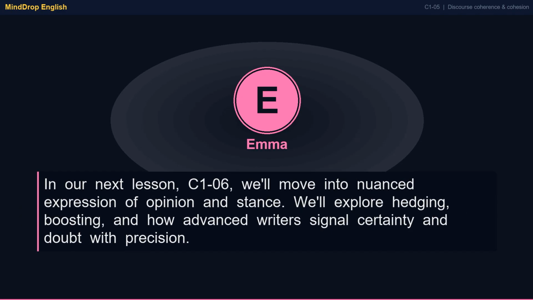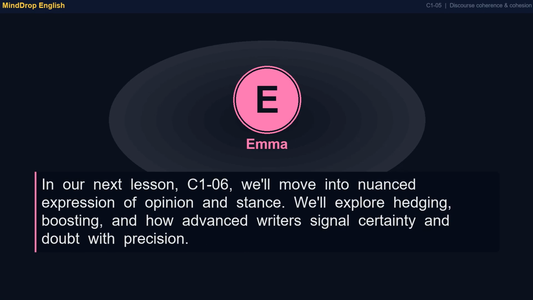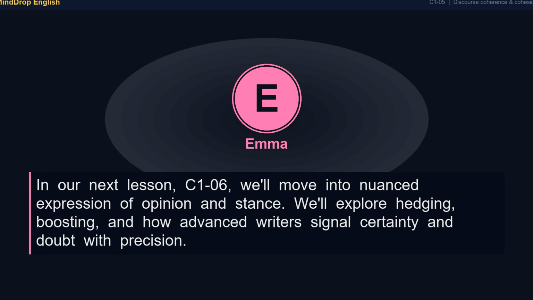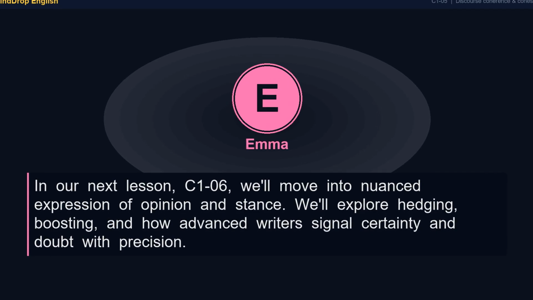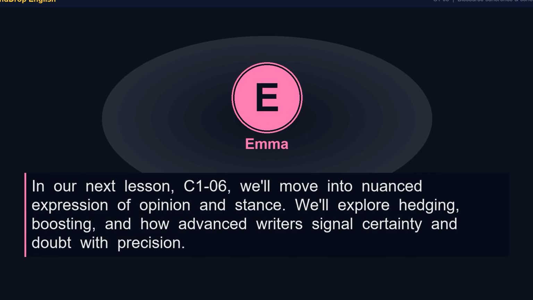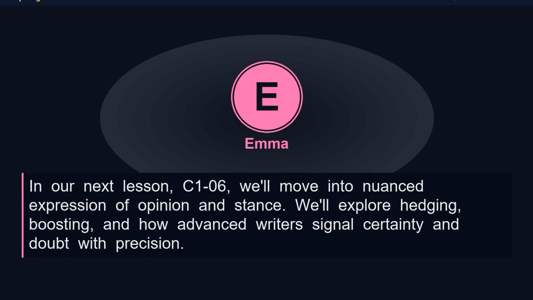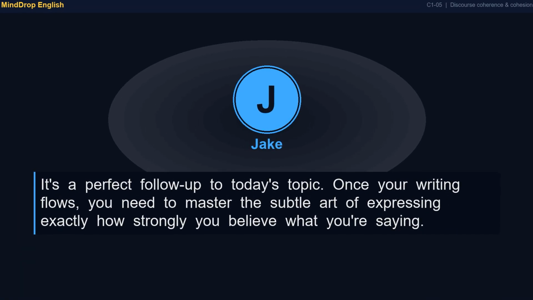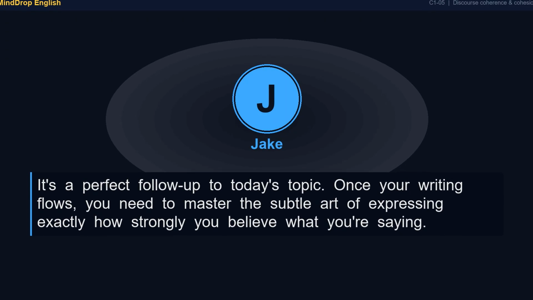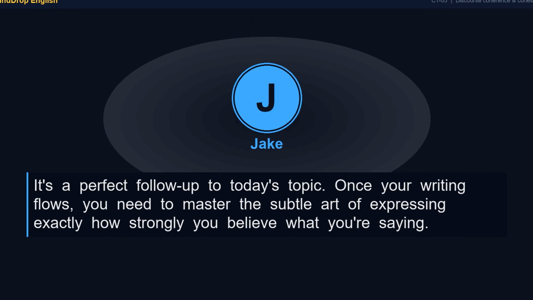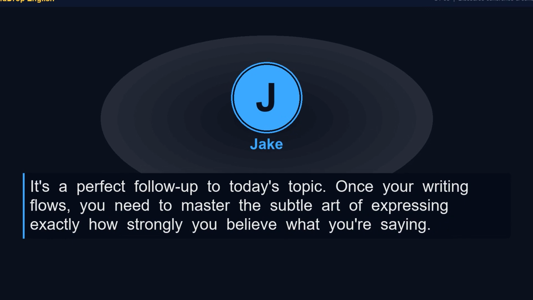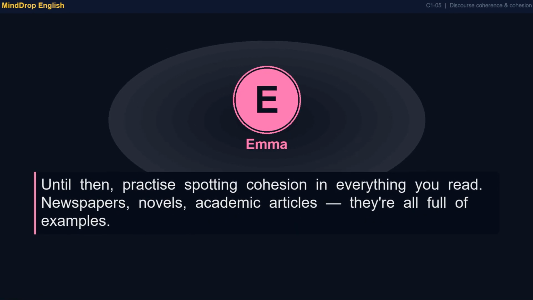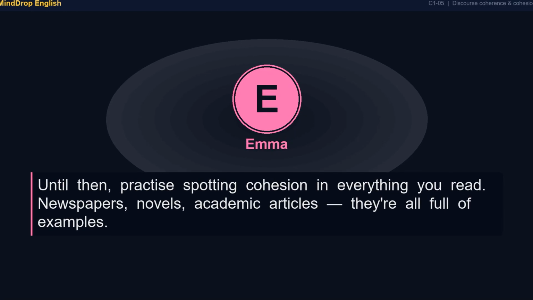In our next lesson, C106, we'll move into nuanced expression of opinion and stance. We'll explore hedging, boosting, and how advanced writers signal certainty and doubt with precision. It's a perfect follow-up to today's topic. Once your writing flows, you need to master the subtle art of expressing exactly how strongly you believe what you're saying. Until then, practice spotting cohesion in everything you read.